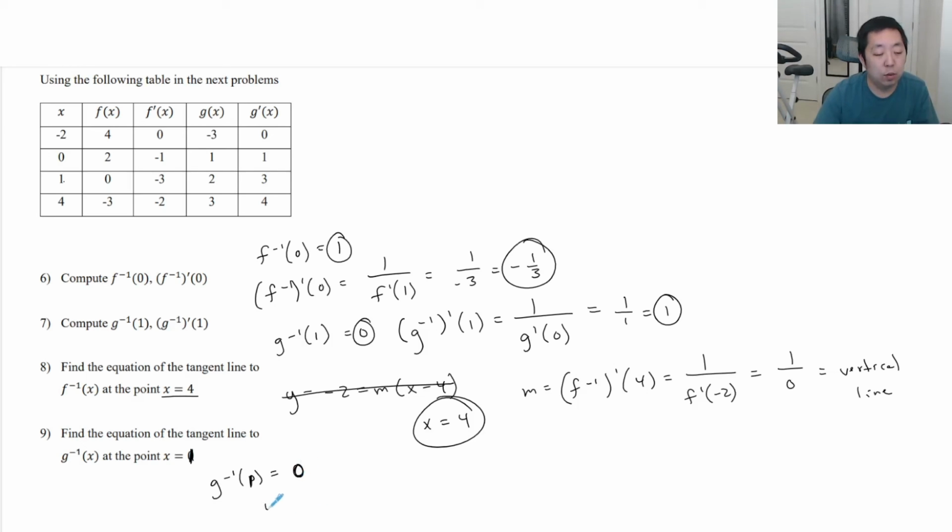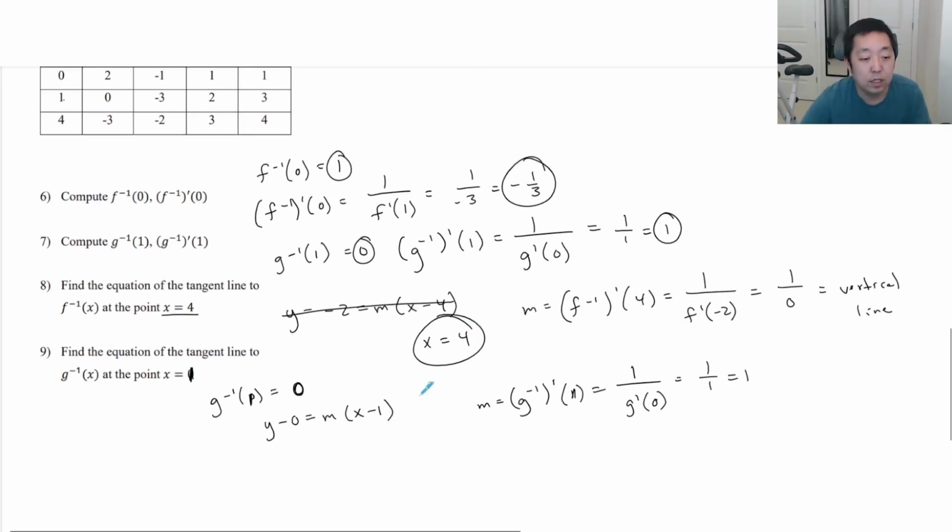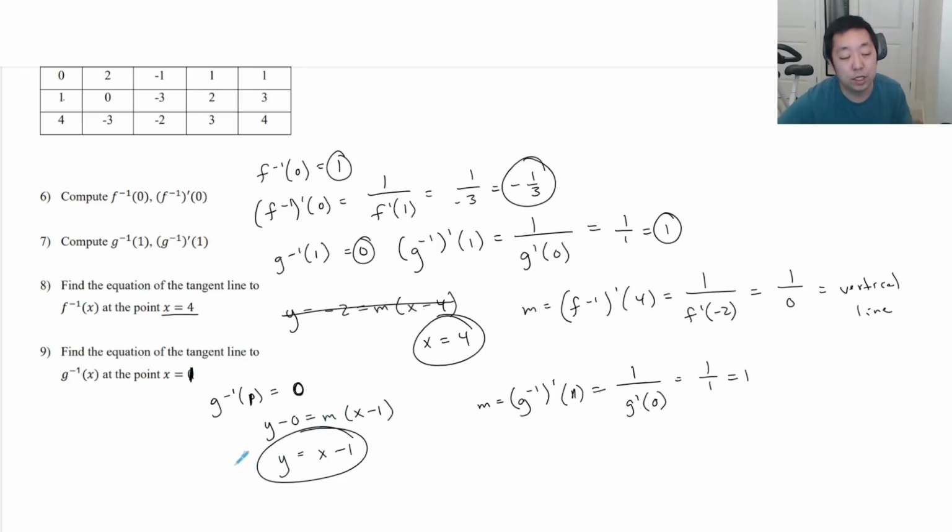And then we're going to do y minus 0 equals m times x minus 1, and then m is the inverse derivative of the inverse function located at x equals 1 in this case, right? Because we're doing it at 1, which is 1 over g prime, not at 1, but at 0, right? Where the y value is 1, the x coordinate is 0. G prime of 0 is 1, so this is 1 over 1, which is 1. We already did this in number 7. So therefore, it becomes y equals 1 times x minus 1, which is x minus 1. Okay, so that's how you do it with tables, if you're having to do it that way.